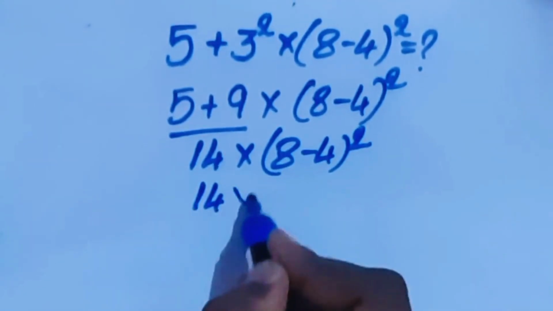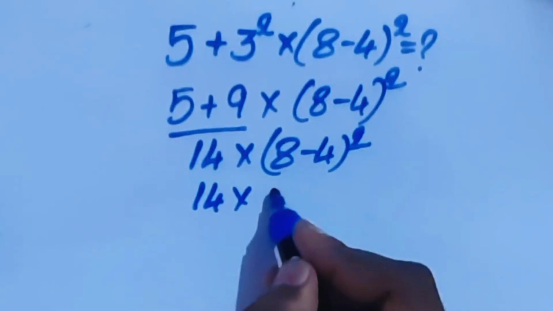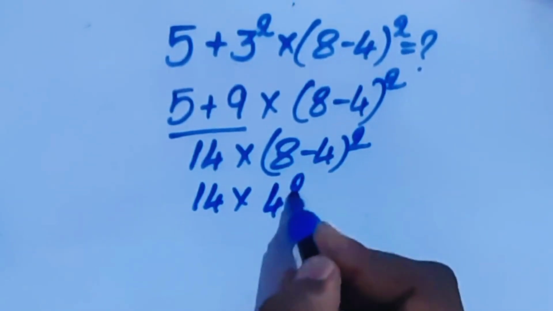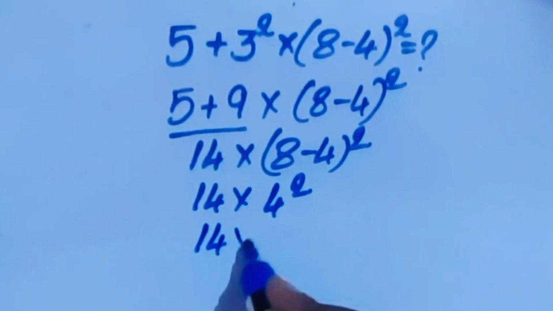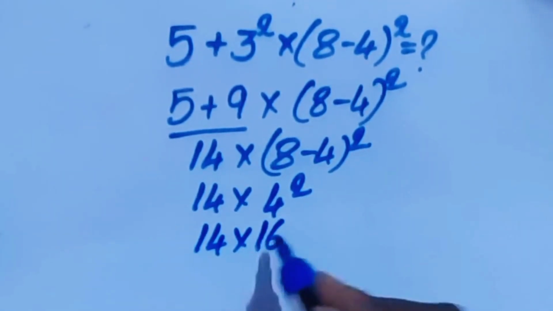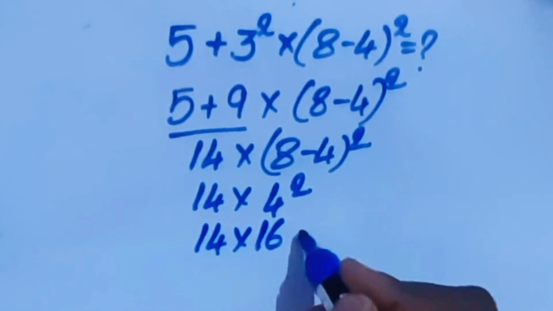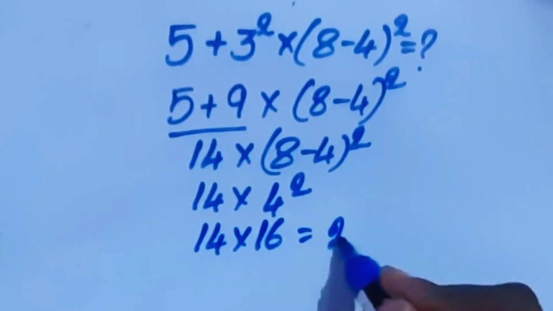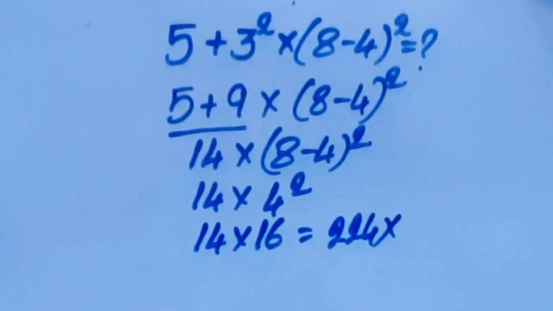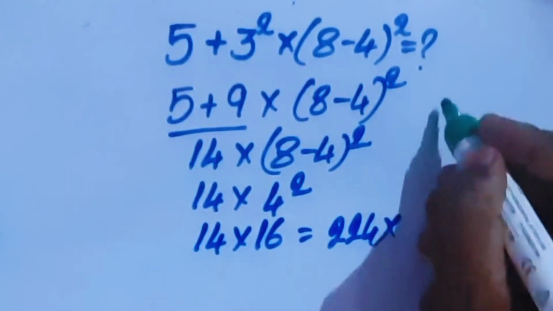Here 14 times 8 minus 4 is 4 to the power of 2. Here 14 times 4 square is 16. Here 14 times 16 is 224, which is the wrong answer. As per this order of operations PEMDAS, this 224 is the wrong answer.